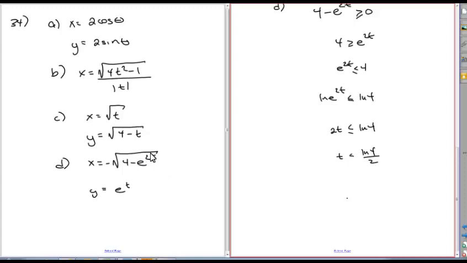Just thinking, if you had this negative, if it was negative 100, you get e to the negative 200, which would end up being close to 0. So you're still okay.